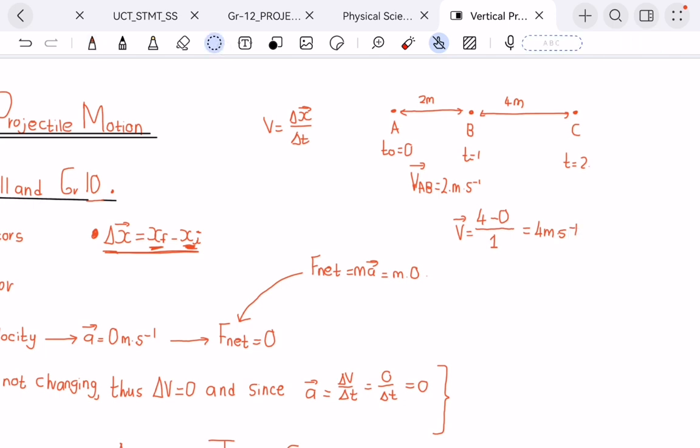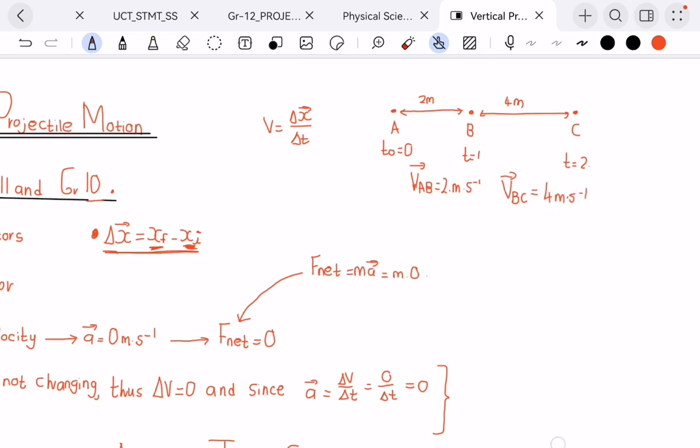So now let us compare our velocities, right? Okay, so this is V, sorry about that, this is V_BC, which is equal to 4 meters per second.